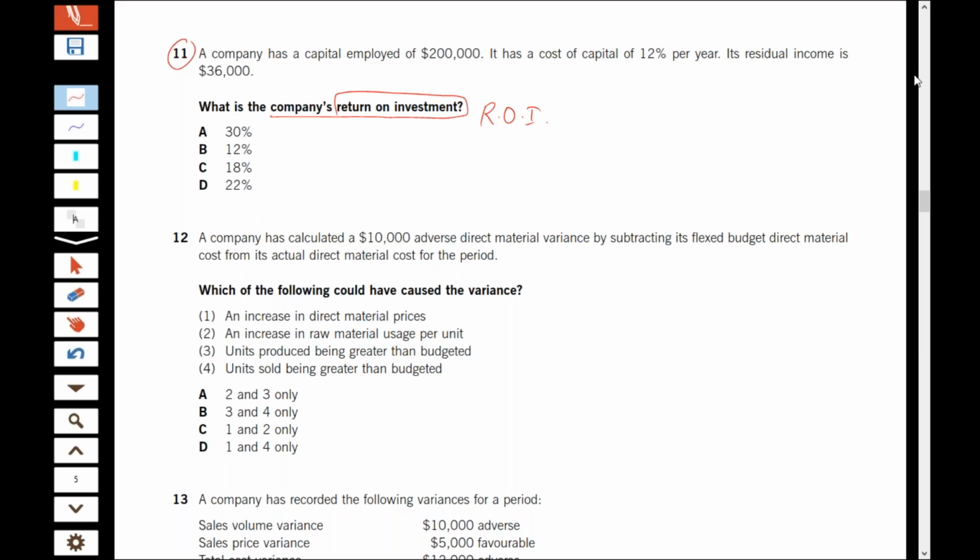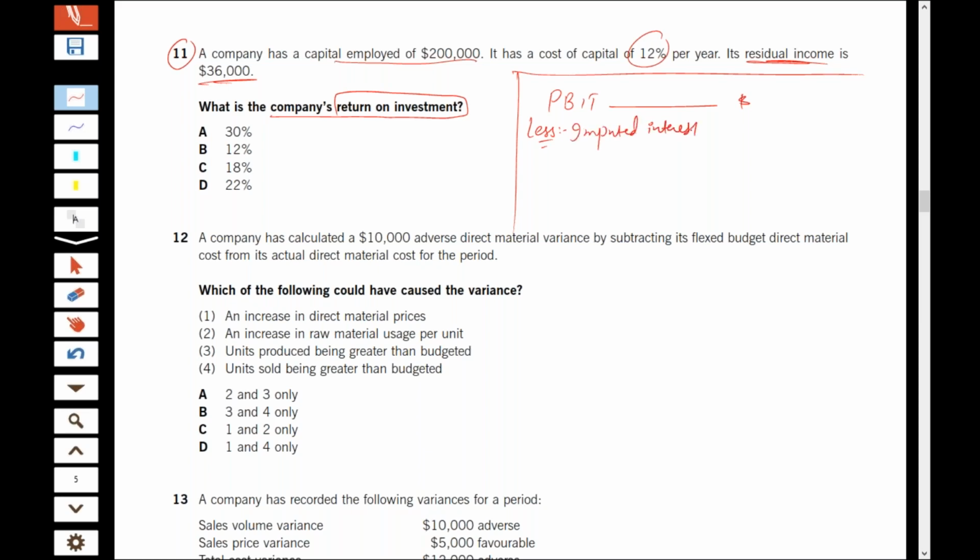Now we are solving this ROI, the return on investment. How do you calculate return on investment? That is profit before interest and tax upon capital. But we do not have it. The company has a capital employed of 200,000, a cost of capital, and its residual income is 36,000. As I have told you earlier, whatever the format is, just write it down. PBIT, I don't know, less imputed interest, that is capital multiplied by cost of capital.